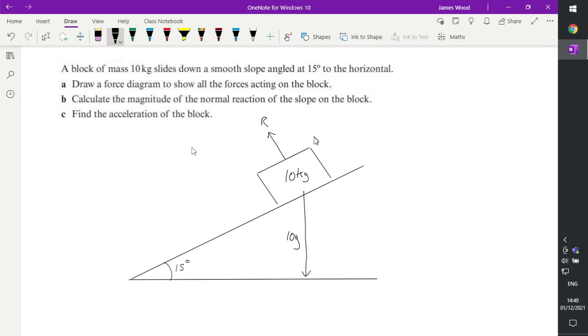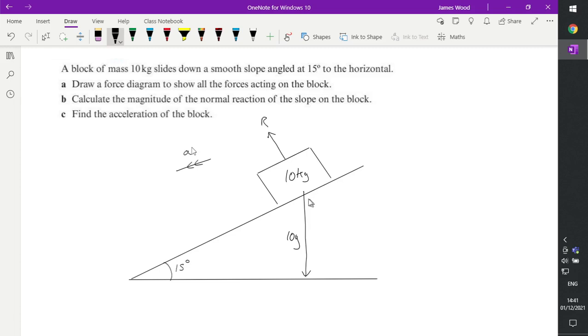Right, so that's part A done. It says it's smooth, so there's no friction or anything like that. Also, if it's smooth, that means that we can probably assume that this is going to slide down the slope. Okay. Find the magnitude of the normal reaction on the slope.